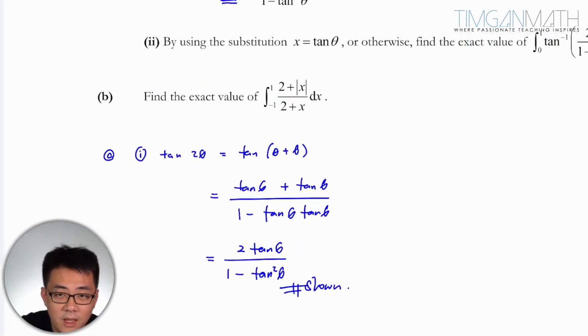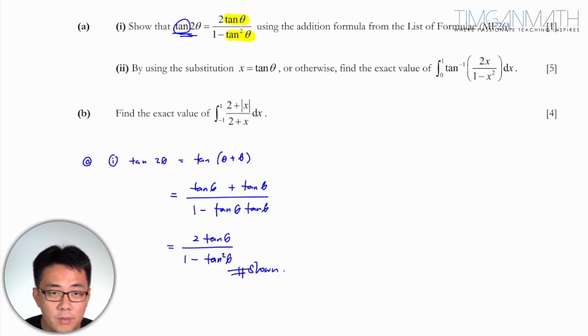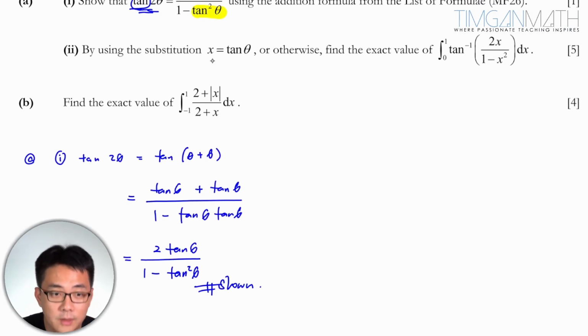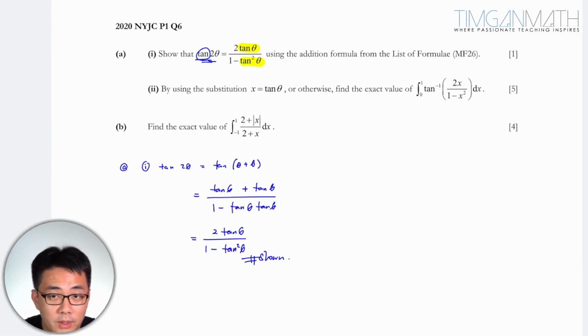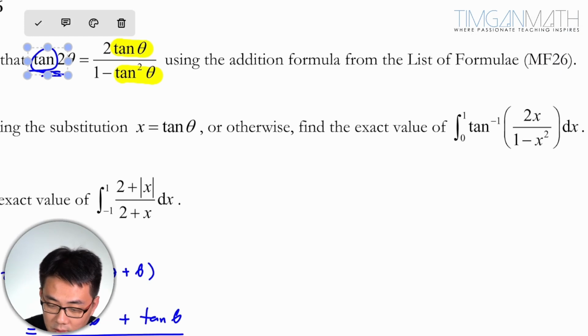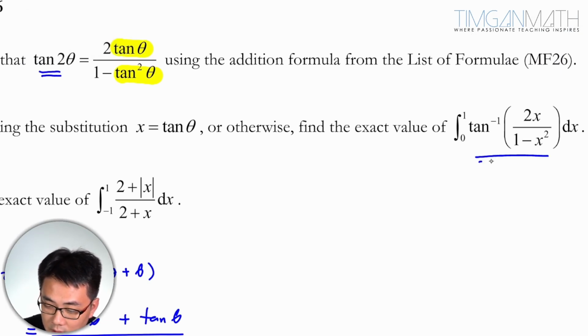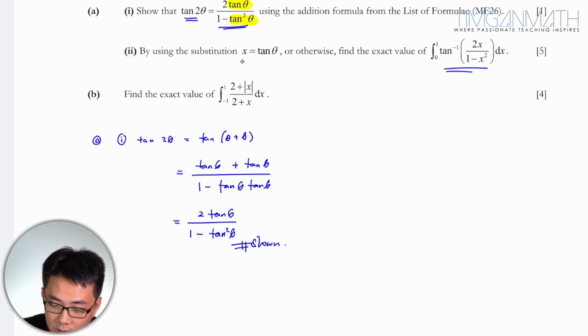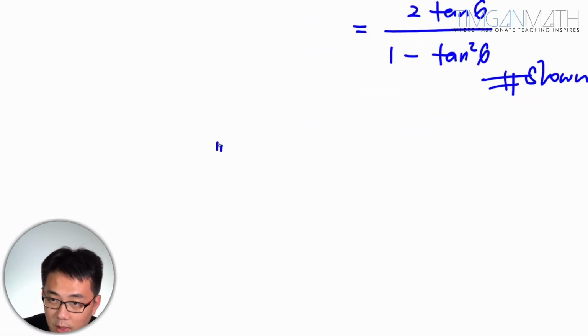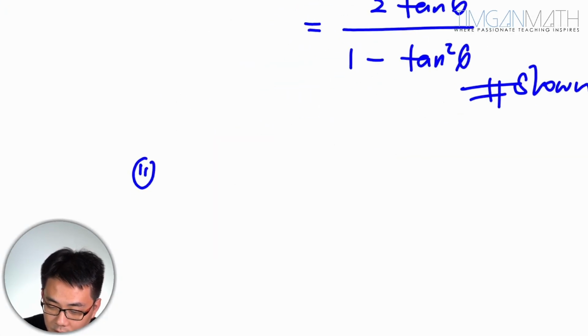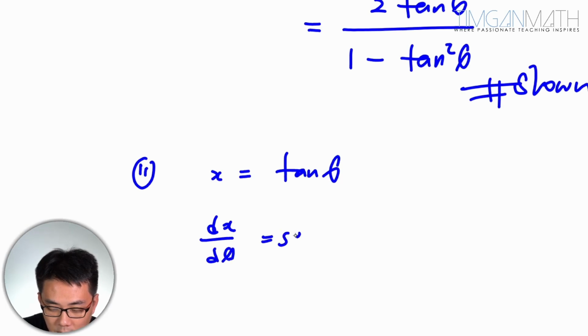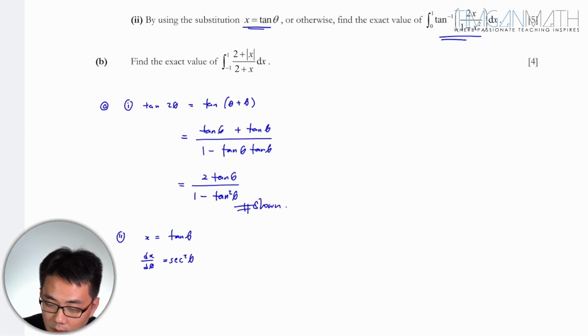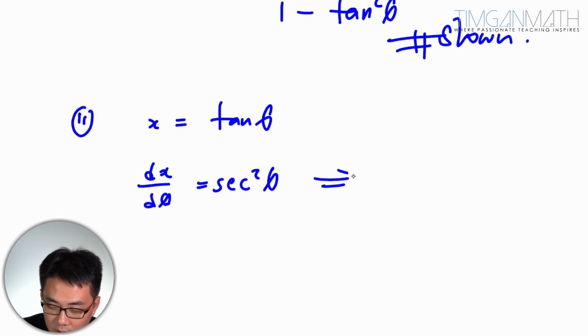Okay, so once this is done, let's look at the subsequent part. By using the substitution x equals tan θ, or otherwise, find the exact value of the integral from 0 to 1 of tan inverse. You can see the tan inverse here, this term here. So that's what we need to do. But first of all, if you're going to use substitution, just differentiate this first. For the first part, I would suggest taking x equals tan θ, and dx/dθ will just be sec² θ. Because this is dx, we need to send dx out. So dx will just be sec² θ.